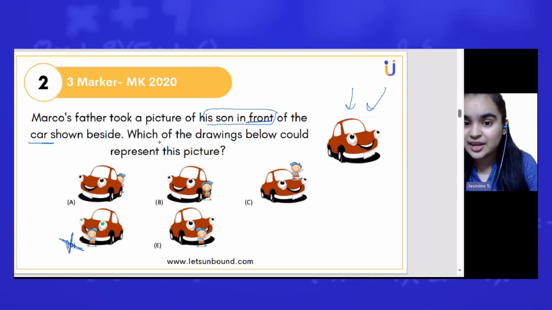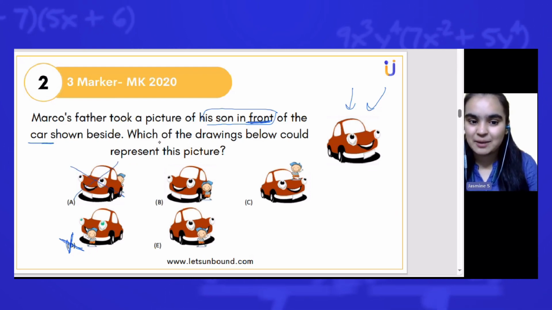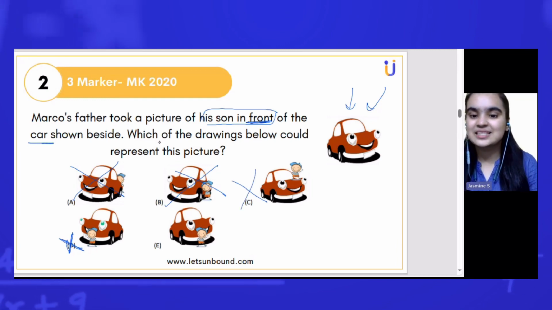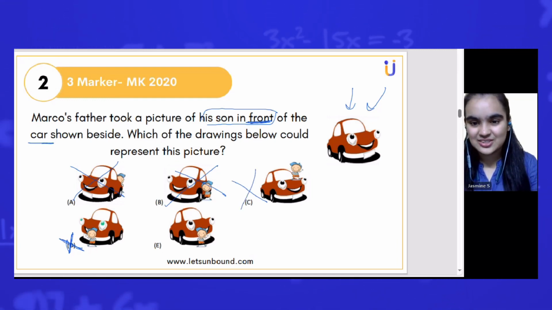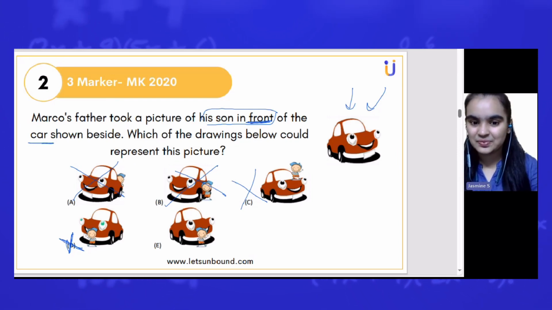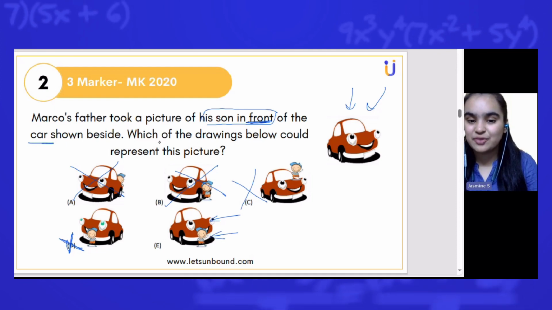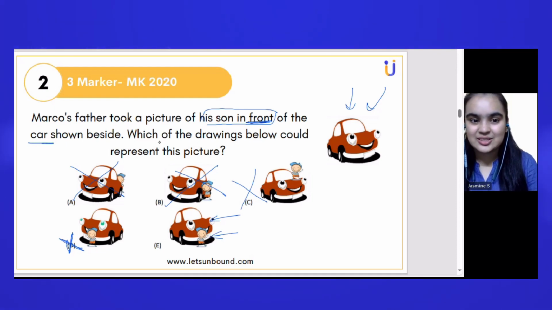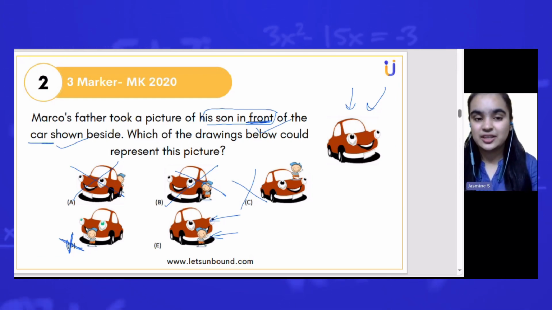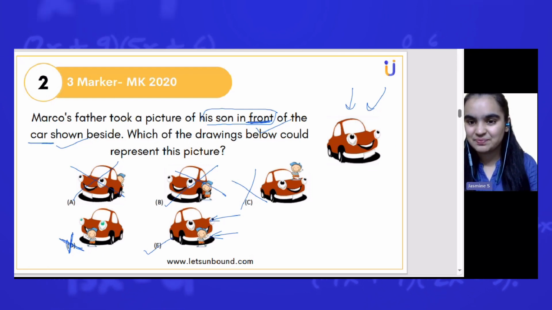And as the kid should be in front of the car, that means option number A, option number B, and option number C are wrong. So here we got our correct answer, that is option number A. It's the same car and the boy is in front of the car. So it follows and it has both the rules that were mentioned in the question. That means we got a correct answer, option number E.